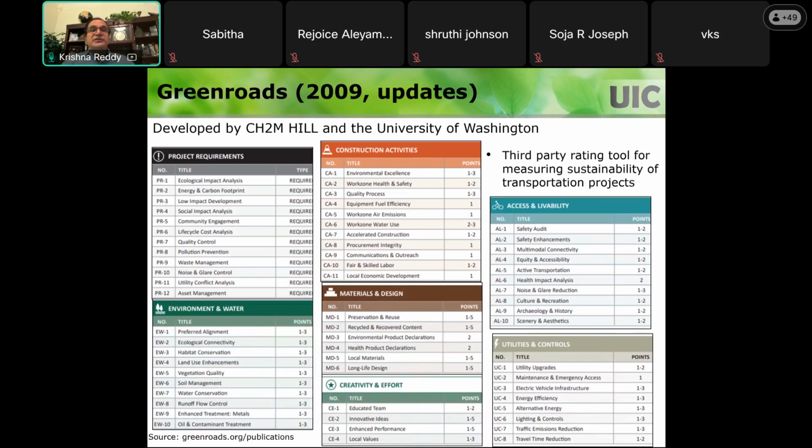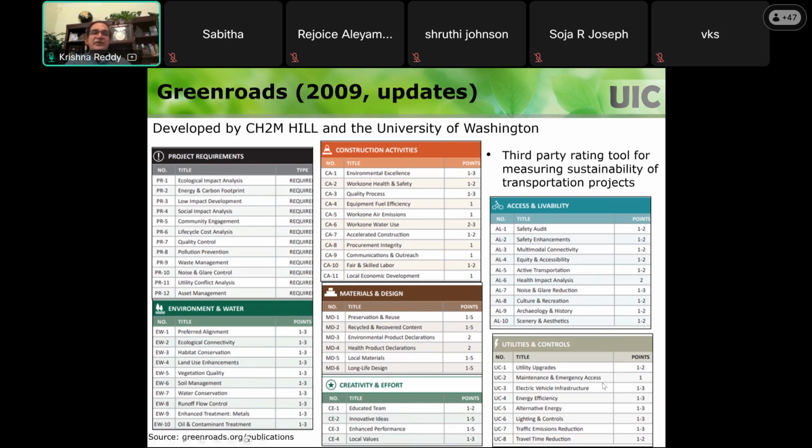The other one is Green Roads. Green Roads was first published in 2009, and there were several updates. It was developed by a private company in collaboration with a university. Here again, these are different categories, and under each category you have these credits. Some of them are required, and that's fine. But for the other ones, what are you doing? Are you considering them? These are all indicators of environmental, economic, and social aspects. For example, access and livability, equity and accessibility, health impact analysis, noise and glare reduction. Are you considering those things? If you're considering those things, you get the points. So, what are the total points that you got, right?